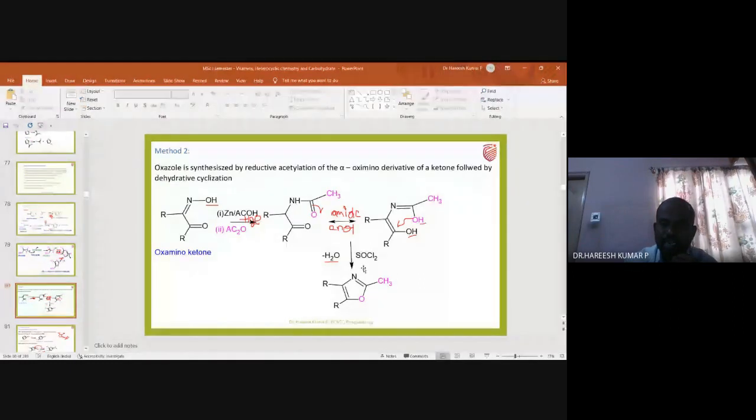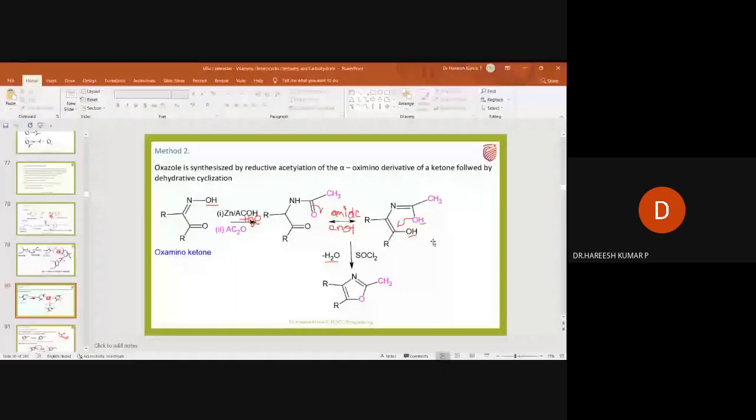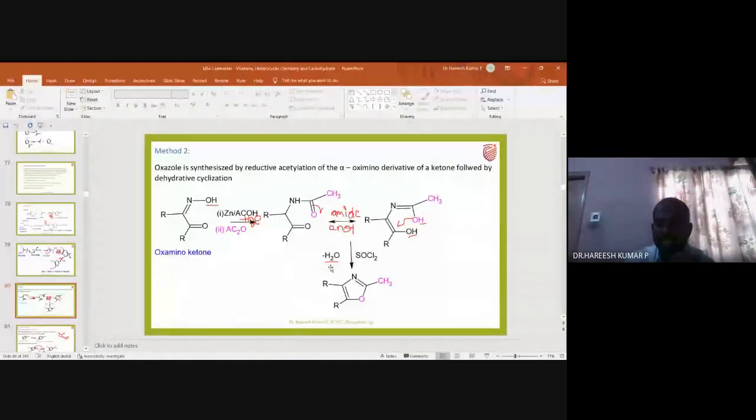So why? Because thionyl chloride reacts with the hydroxy group, converting it into chlorine, and the lone pair present on this oxygen. Otherwise, okay, what will happen? This OH can be converted, with this carbon, and this will go out. So here removal of water is happening, removal of sulfur dioxide is happening, removal of HCl is happening, and what is the product? The product is oxazole. So this is about the second method of preparation of oxazole.